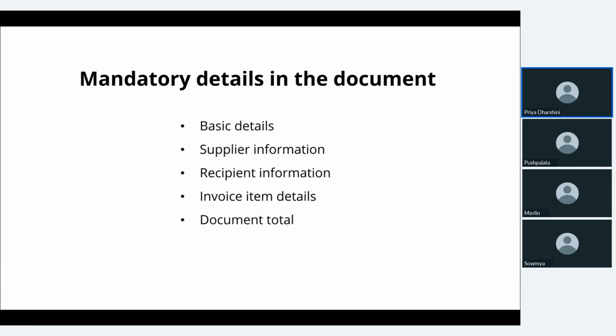The invoice item details include the items whatever you have added in the invoice. So it could be the HSN code, what is the tax value, whatever you have applied, etc. And finally, the document total. So what is the taxable amount? What is the tax you have applied? The total of the invoice, credit note or a debit note. All of these details will be validated by the IRP portal.